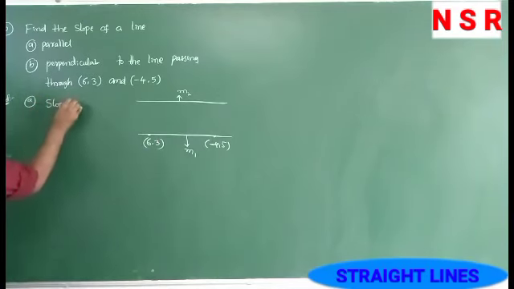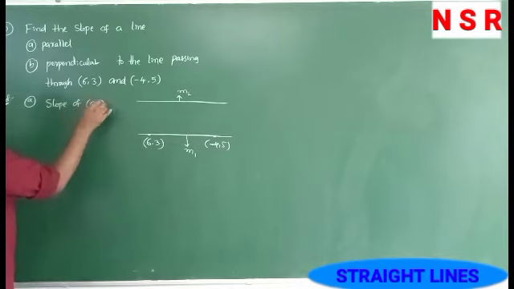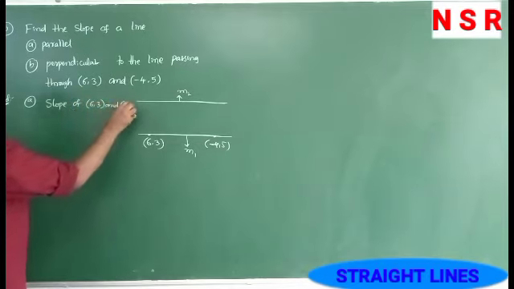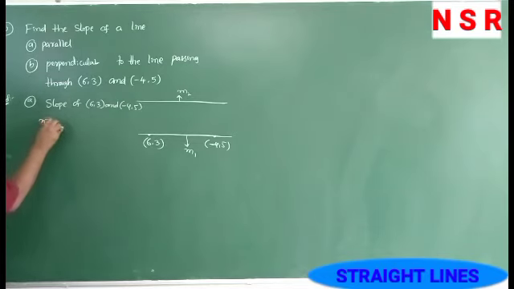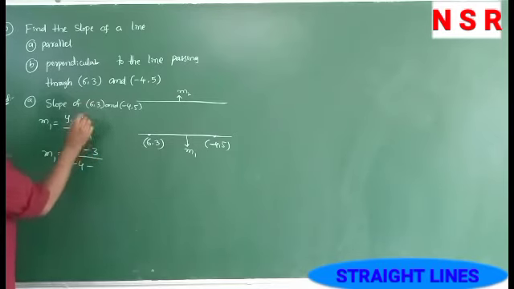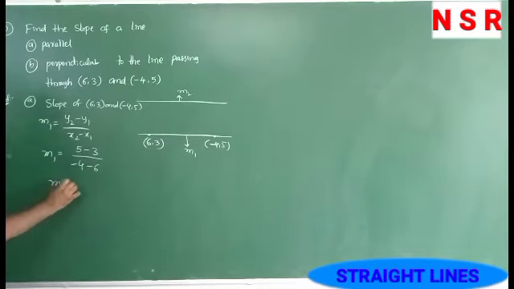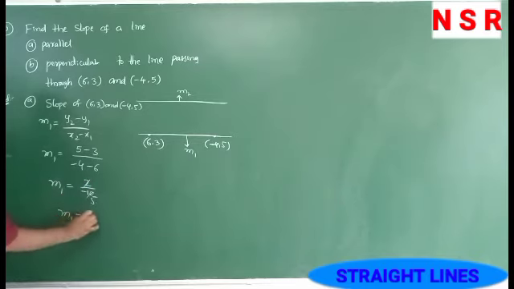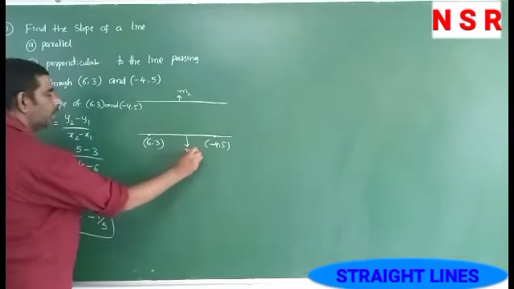Right. Slope of (6, 3) and (minus 4, 5). So m1 equal to (y2 minus y1) by (x2 minus x1). So 5 minus 3, y2 minus y1, by x2 minus x1, minus 4 minus 6. So m1 equal to (5 minus 3) 2 by (minus 4 minus 6) minus 10. So 2 5s are 10. m1 equal to minus 1 by 5. So this is slope of this line.